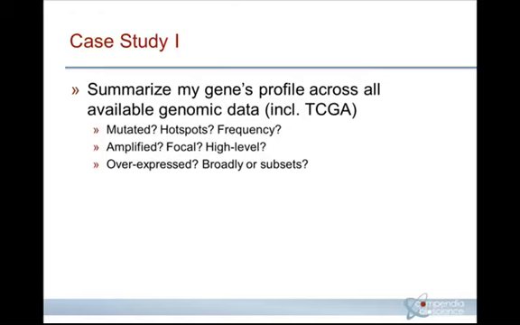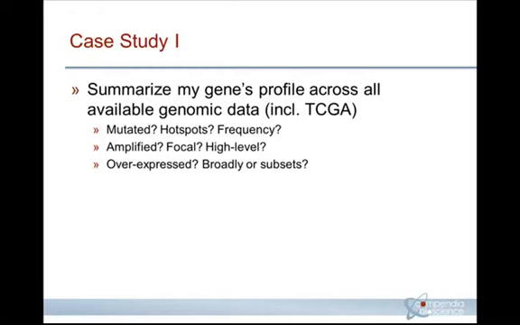What we're going to do here is highlight using Oncomine power tools to take advantage of the TCGA data and other available cancer genomic data to answer important cancer drug development questions. So the first case study that we're going to do here is a simple one. The question is, summarize my gene's profile across all available genomic data, including all of the data that's been collected from the Cancer Genome Atlas.